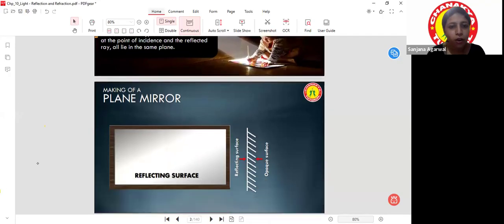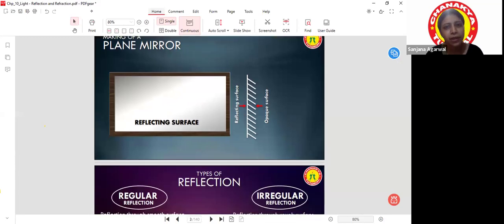Now, making of a plane mirror. The plane mirror we all use every day has a flat plane surface. One of its surfaces is reflecting, and the other surface is opaque. When we look into the mirror, we find an image of ourselves, which is a virtual and erect image. It has many other characteristics, and we will be learning about them soon.